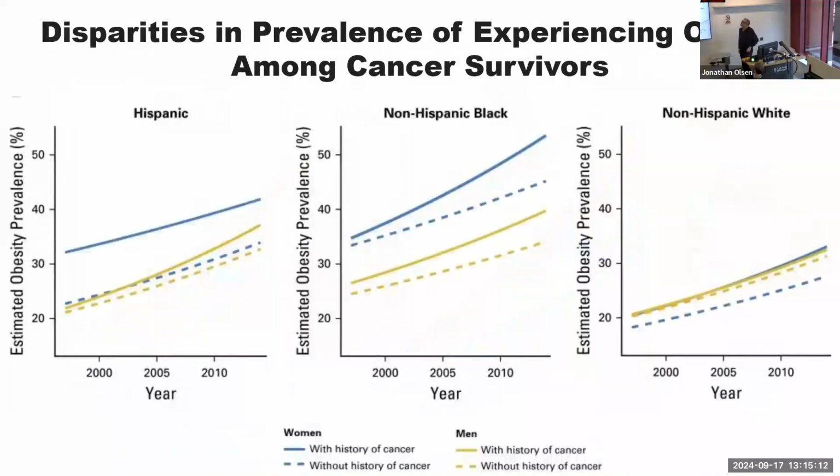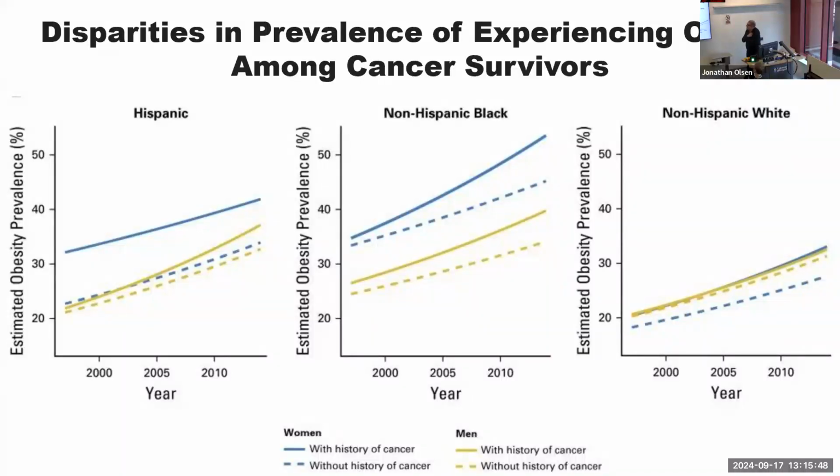We break this down by race ethnicity. What you see is the blue lines are women. The solid line is with a history of cancer. The dotted line is without a history of cancer. So amongst Hispanic women, the lines are more or less parallel. Amongst men, you see the splitting of the lines. Amongst non-Hispanic Blacks, you actually see the biggest gains in obesity prevalence amongst cancer survivors versus those without a history of cancer. And you see the dotted and the non-dotted lines diverging substantially through time.